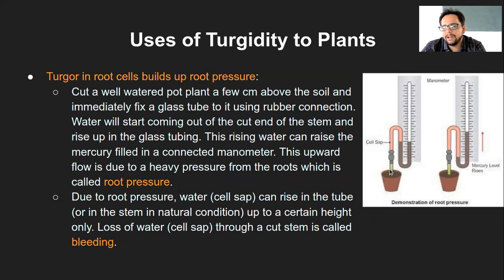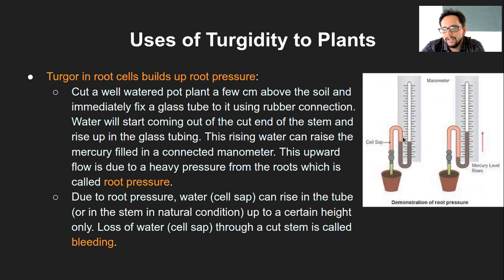You have been regularly watering this pot, and there was a plant. Now you cut this plant a few centimeters above the soil part. You can see this green part is relatively short, and then you attach a rubber gasket and this kind of S-shaped tube. This curved tube contains mercury, which is shown in the gray color.